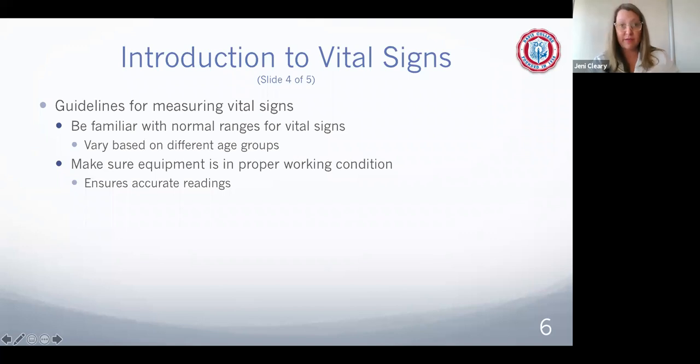Guidelines for measuring vital signs. You are going to be familiar with normal ranges for vital signs. The variable is based on different age groups and sex. Make sure equipment is in proper working condition. This ensures accurate readings.